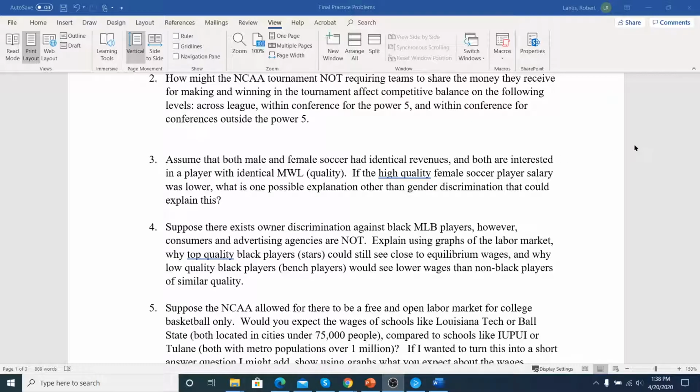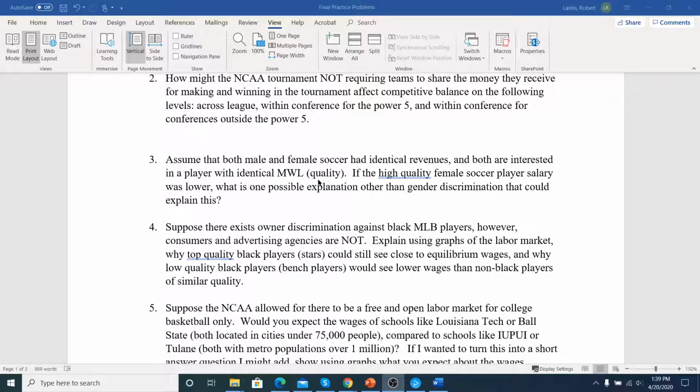All right, so number 3: assume that both male and female soccer had identical revenues and both are interested in a player with identical marginal wins per labor, or quality. If the high quality female soccer player's salary was lower, what is one possible explanation other than gender discrimination that could explain this? So what would be one possible explanation other than gender discrimination that could explain differences in salary despite identical marginal revenue per win and despite identical marginal wins per labor?